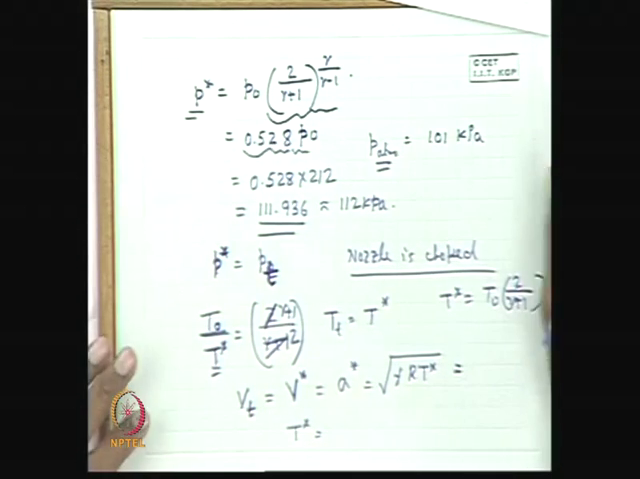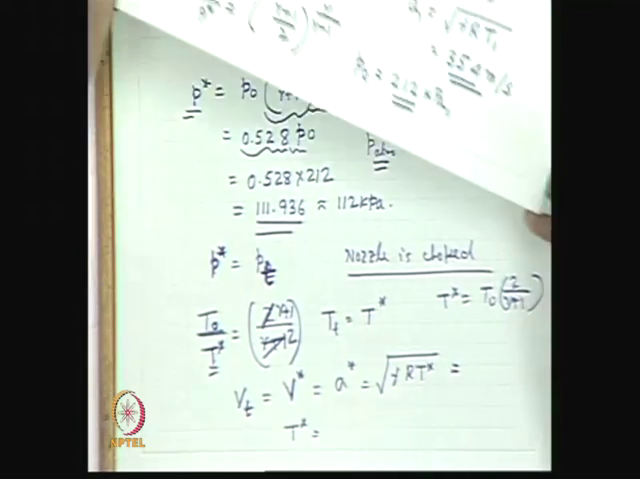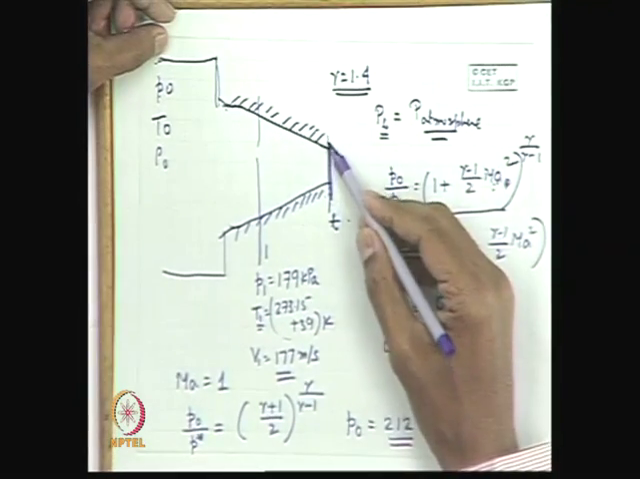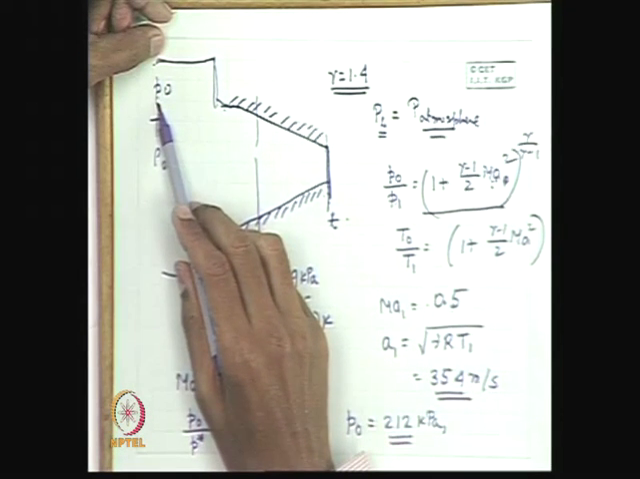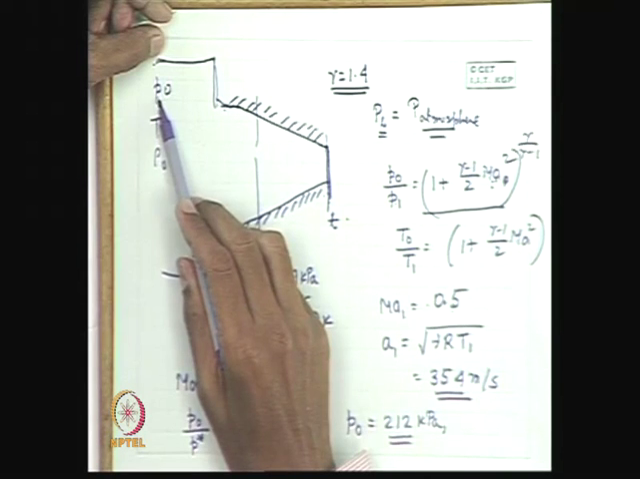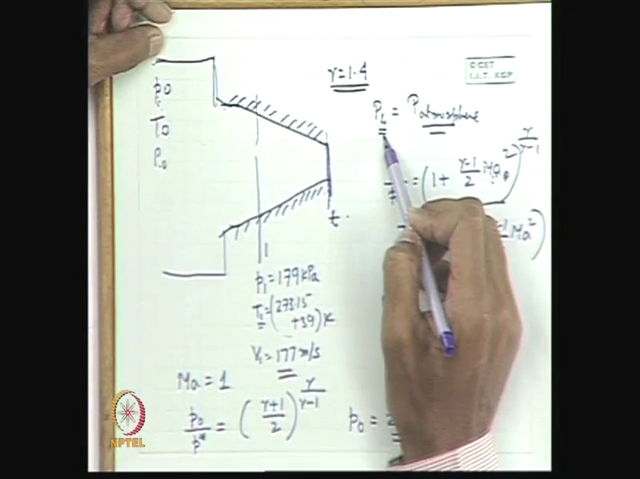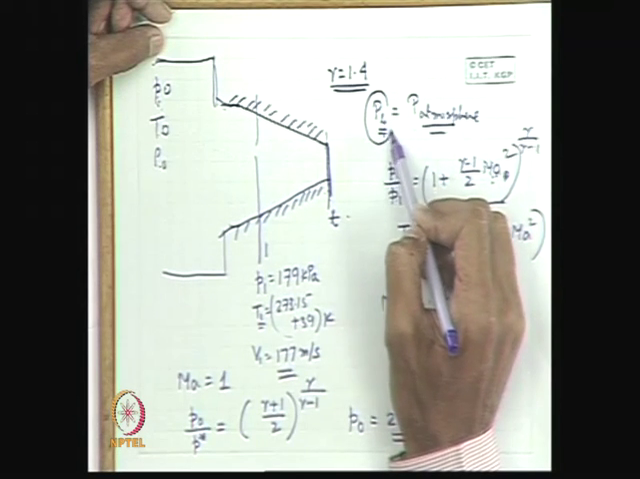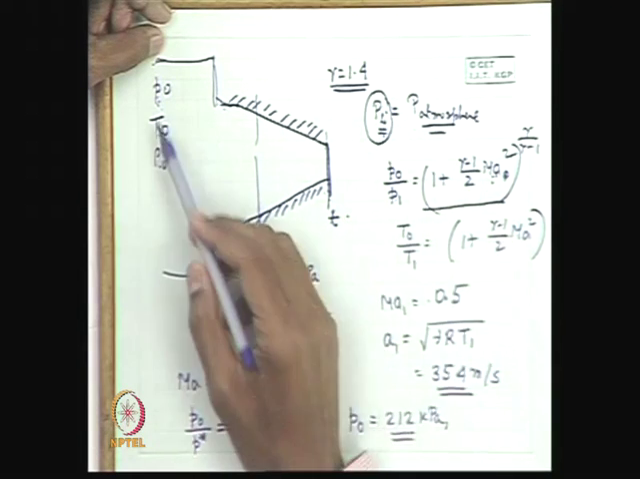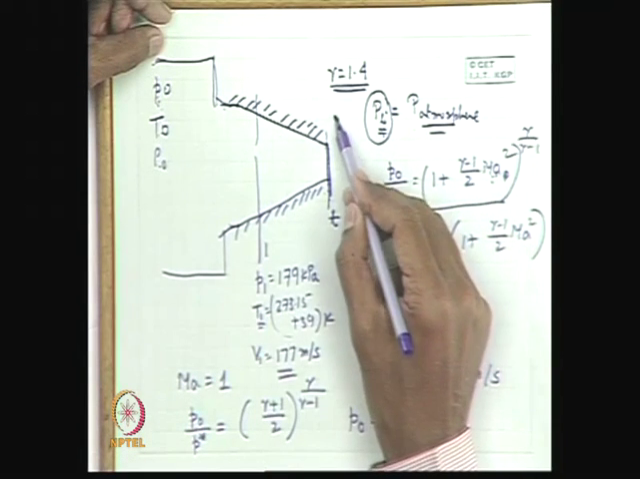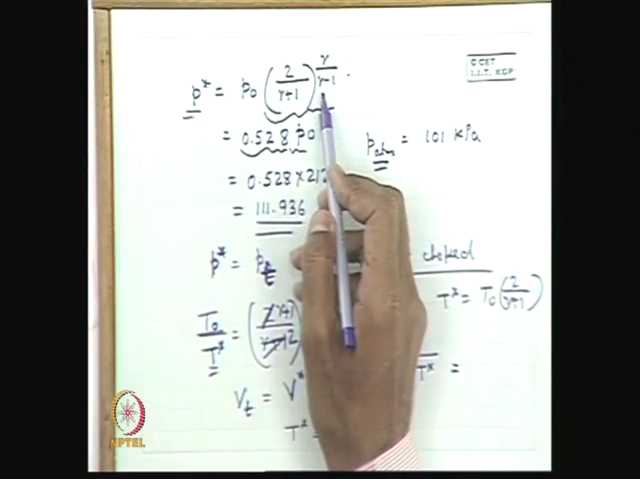So, in this case, the most important part is that you have to first check whether the nozzle is choked or not. That means we will have to find out the stagnation conditions, stagnation pressure, stagnation temperature. Usually the back pressure is given. We check whether the back pressure is lower or greater than the critical pressure, that is P star corresponding to the stagnation pressure. That means we can use this formula.